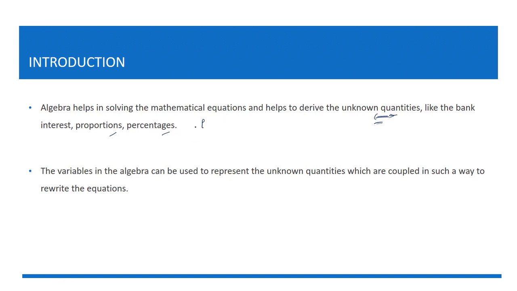The variables in algebra can be used to represent the unknown quantities, which are coupled in such a way as to write the equations. So it's very simple. Once you know how to write the equations, then algebra becomes easy. The main tough part is to write the equation. Let us solve some problems so that you can easily understand how exactly you can write the equations.